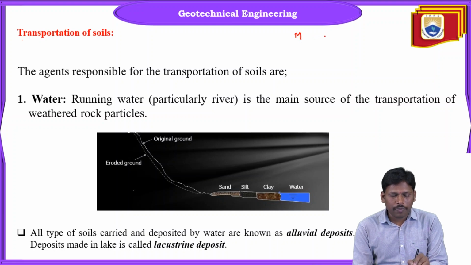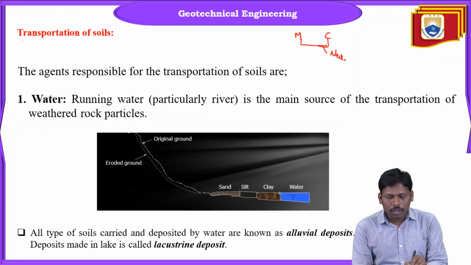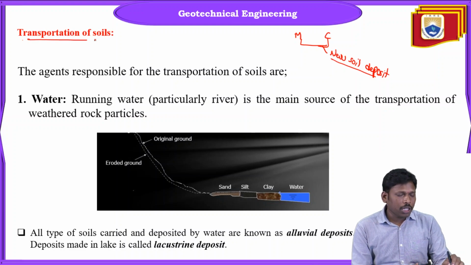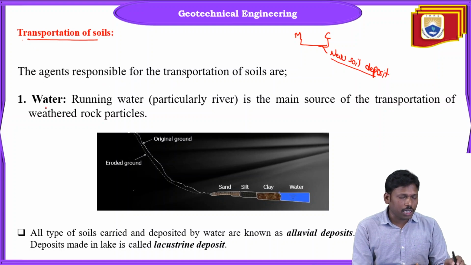So after this chemical weathering and mechanical weathering, new soil gets formed. A new soil deposit will get formed, and for changing the position of the soil deposit from one place to another, we call it what? Transportation of the soil. The agent responsible for the transportation of soils is water.